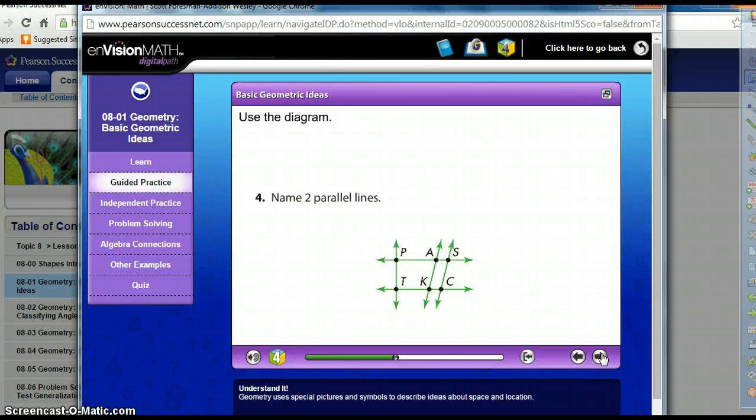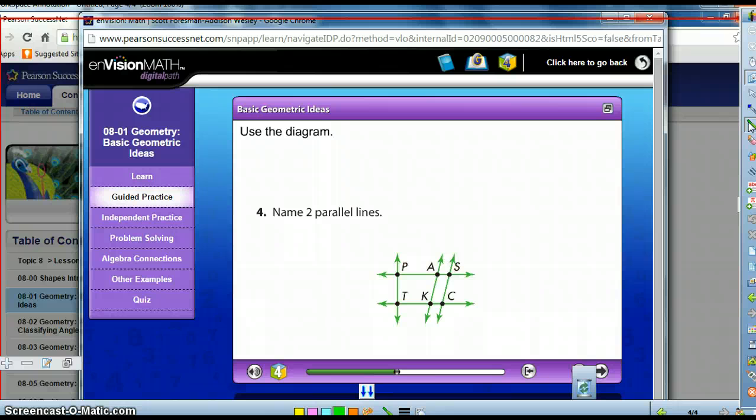Parallel lines. Parallel lines never ever cross. They're never going to touch, even though they go on forever. Tell me a pair of parallel lines. Claire? There's more than 1 pair, but I just need to know 1 pair. What are 2 lines that you see that do not touch? AS. Line AS is right here. What is another line that's never going to touch that?